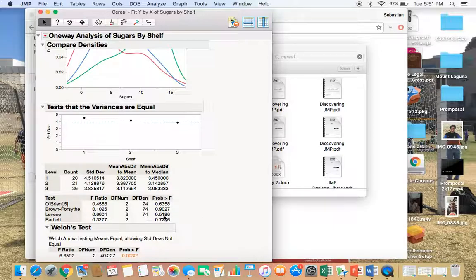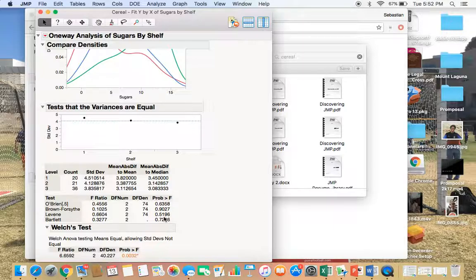Here you will find the p-value in the Levene row. So here we will find the Levene row, which p-value corresponds to 0.5196. So with a large p-value, we will fail to reject the null hypothesis, since we cannot conclude that at least two variances are different.